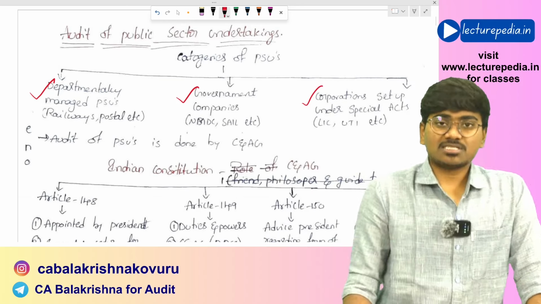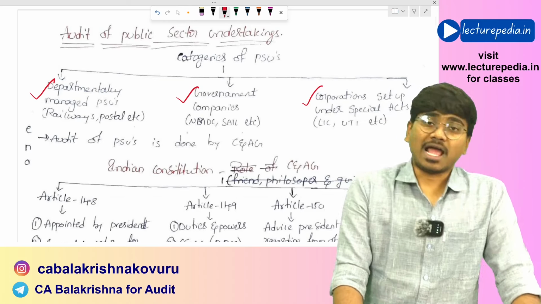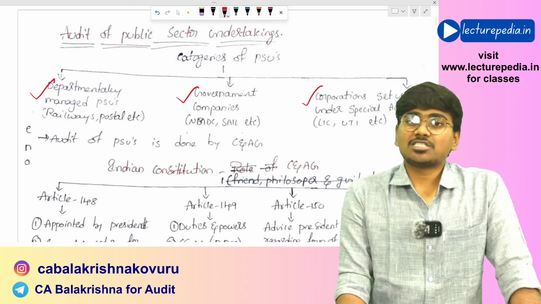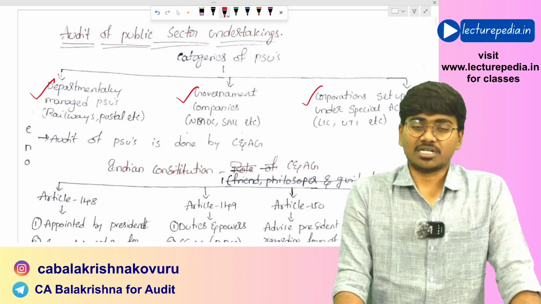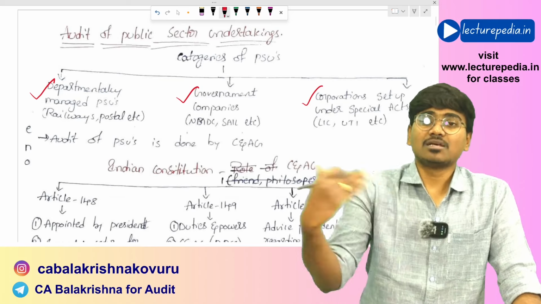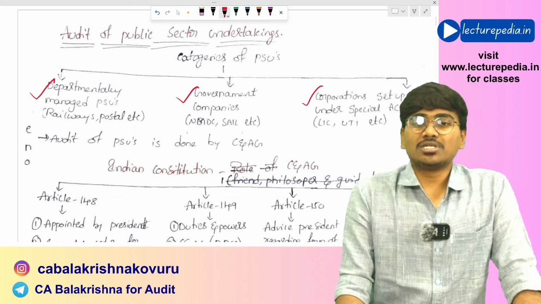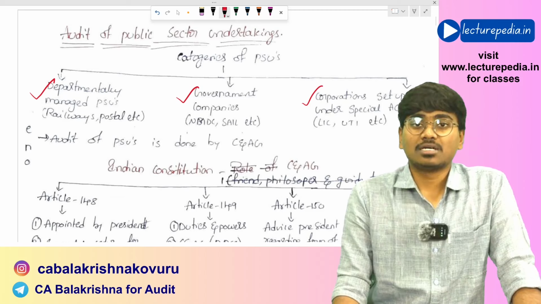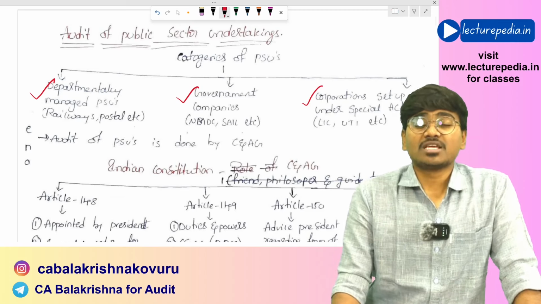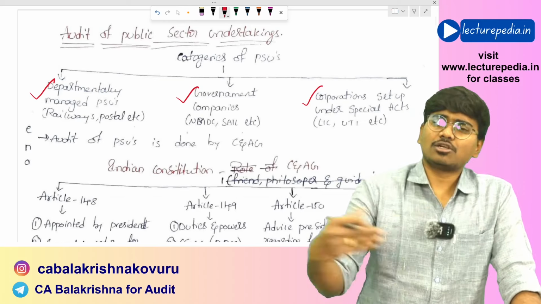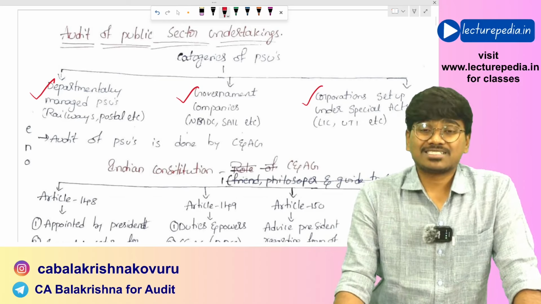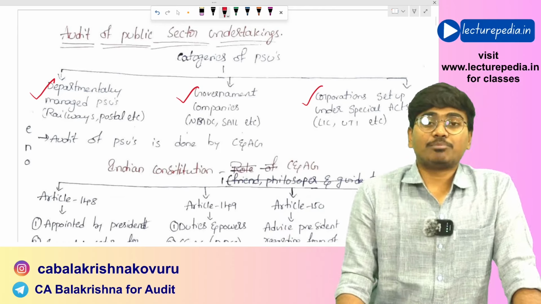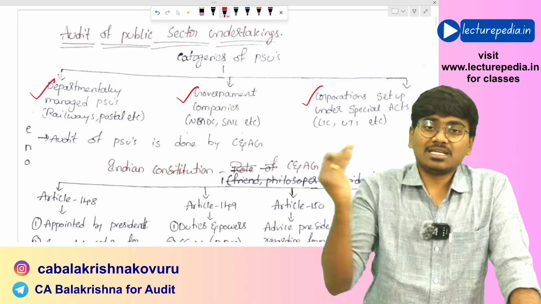Next, corporations set up under a special act. Example, SBI. SBI is set up under a special act, which is a corporation. In the same way, Life Insurance Corporation, LIC, is also a corporation set up under a special act. In the same way, UTI, Unit Trust of India. All these are examples of corporations set up under a special act. In the same way, you have FCI, Food Corporation of India. Like this, there are various corporations set up under a special act of parliament. So you can bifurcate the public sector undertakings into three categories.